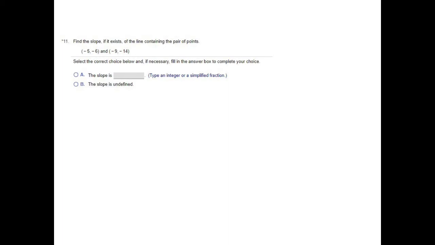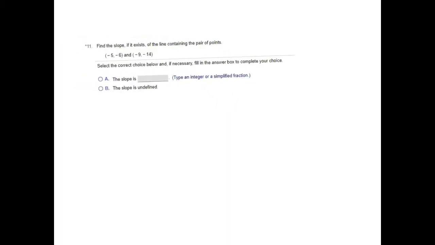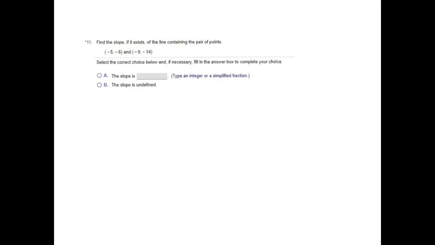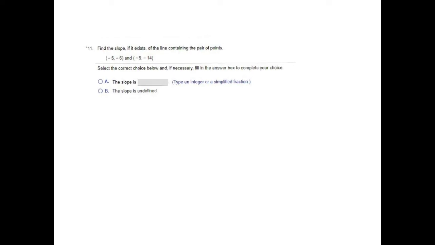All right, so for our next one here, number 11, asks us to select the correct slope choice. Now, I know that B is not going to be the answer because for slope to be undefined, I would have to have a vertical line with undefined slope. All the x values are the same. And since my x values are not the same, I know that the slope can't be undefined. So choice B is not a correct choice.